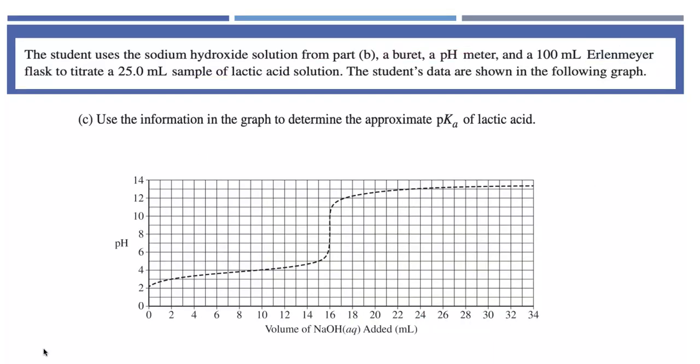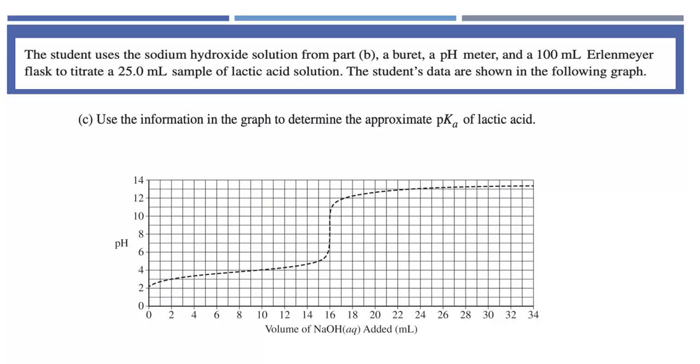The student uses the sodium hydroxide solution from part B, the one we just made, a burette, a pH meter, and a 100 ml Erlenmeyer flask to titrate a 25.0 milliliter solution of lactic acid. The student's data are shown in the graph. And the question goes on, use the information in the graph to determine the approximate pKa of lactic acid. So what we've got here is a titration curve for a weak acid, lactic acid, being titrated with a strong base. Notice we start with a low pH, we have this sharp rise, and then it levels off. Typical curve for what we see for a weak acid titration with a strong base.